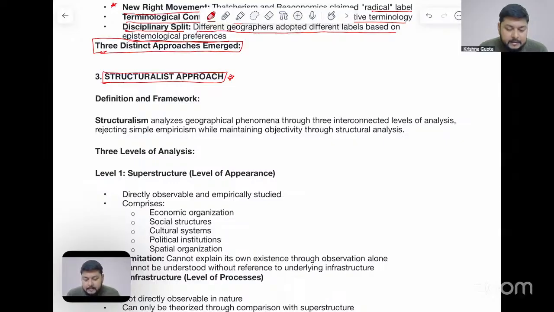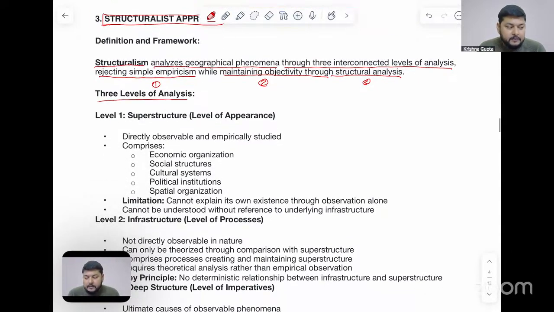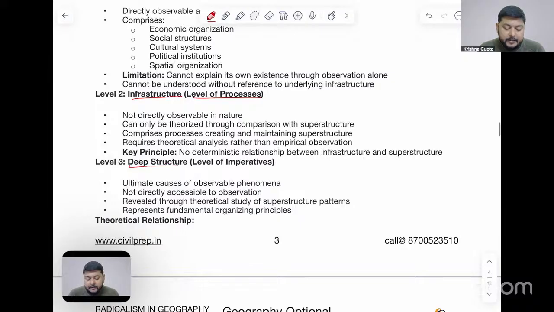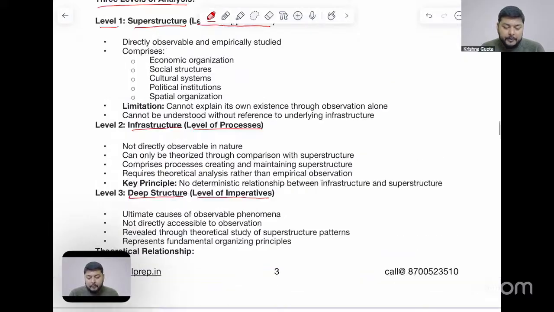Definition and framework: we will see that is structuralism. It analyzes geographical phenomena through three interconnected levels of analysis, rejecting simple empiricism while maintaining objectivity through structural analysis. So these were the three important parts taken up in the study of structuralism. Three levels of analysis: number one, the superstructure, the level of appearance. Number two, the infrastructure, the level of processes. And number three, the deep structures, that is the level of imperatives. So these were the three levels of structures formed here.